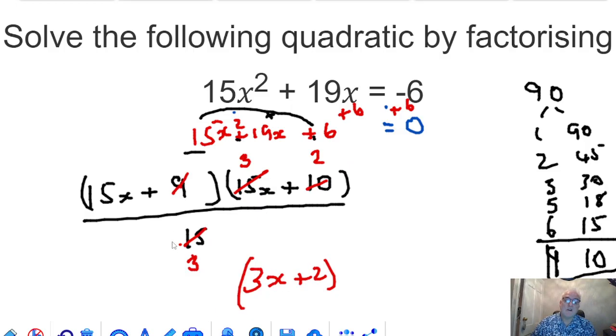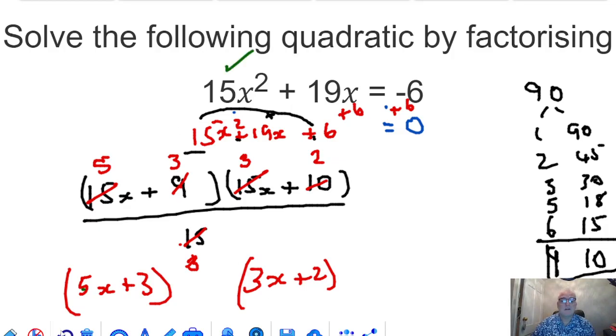But 3 will go into 9. So 3 goes into 9 3 times, and 3 goes into 15 5 times. So I end up with 5x plus 3, 3x plus 2. Now if I just try and do FOIL to times that out, 5x times 3x gives me 15x squared, 5x times 2 gives me 10x, 3x times 3 gives me 9x, add that together gives me 19x, and then 3 times 2 gives me my positive 6. So I'm happy that that works.